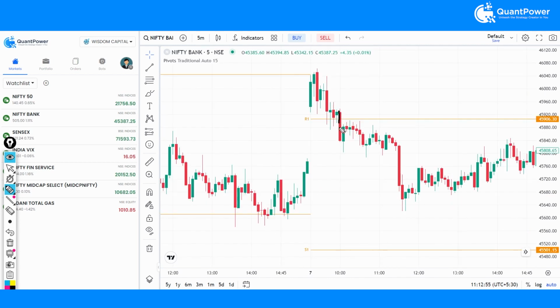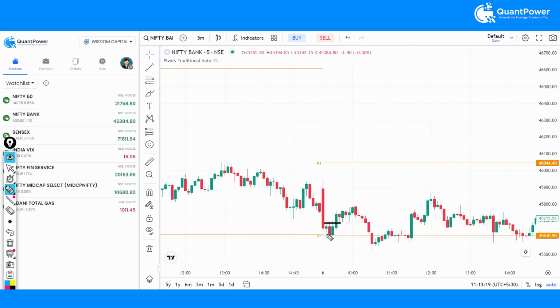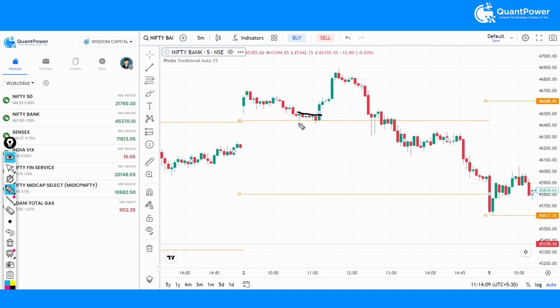On 7th February, despite opening just above the R1 level, it couldn't sustain and moved downwards. On 6th February, it initially acted as strong support but broke below the S1 level without consolidation, eventually moving upwards. On 2nd February, it opened above resistance and found support there.